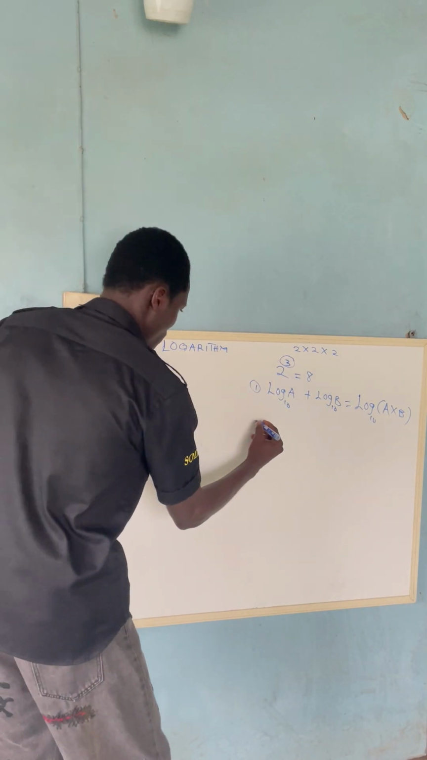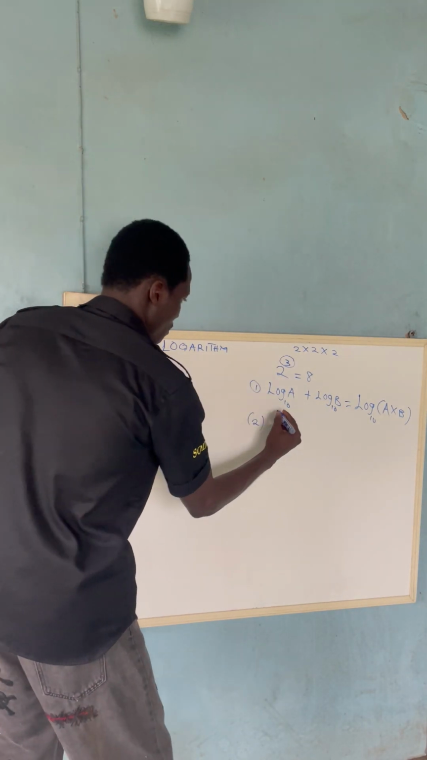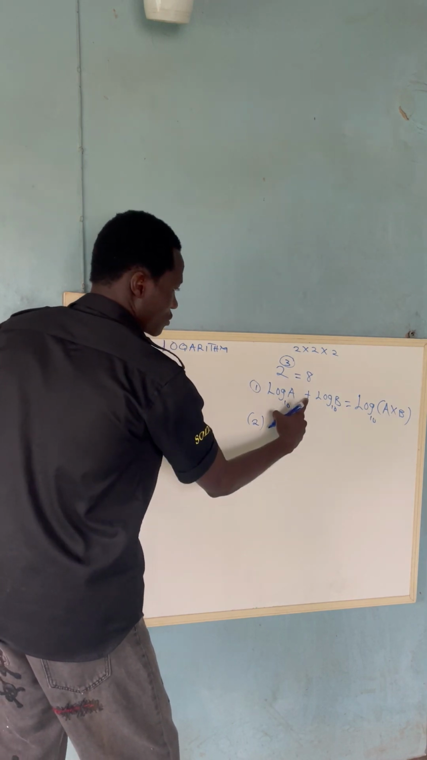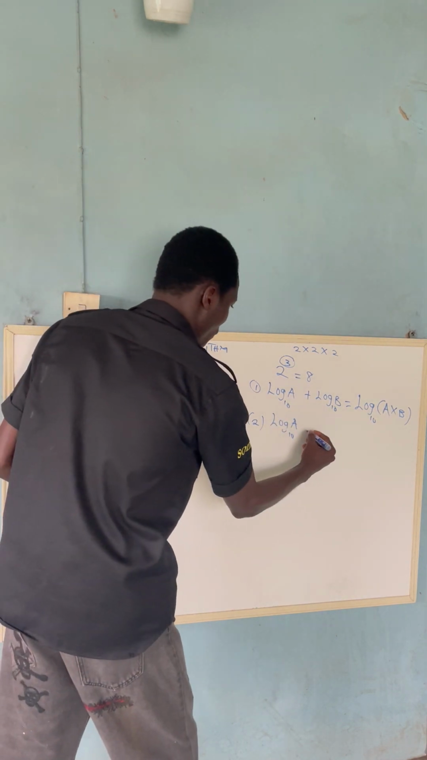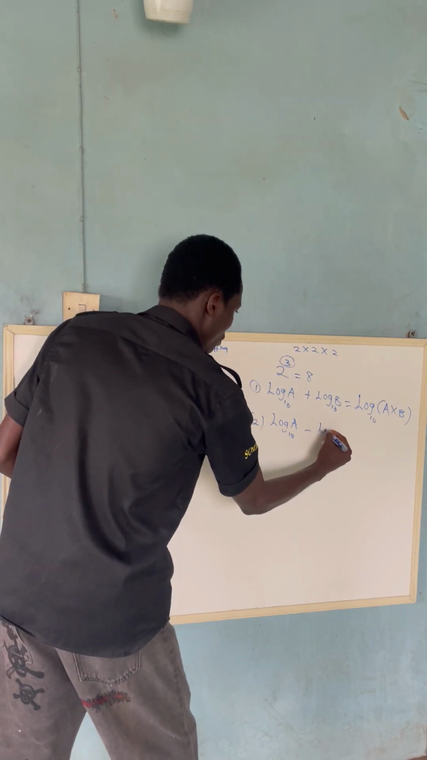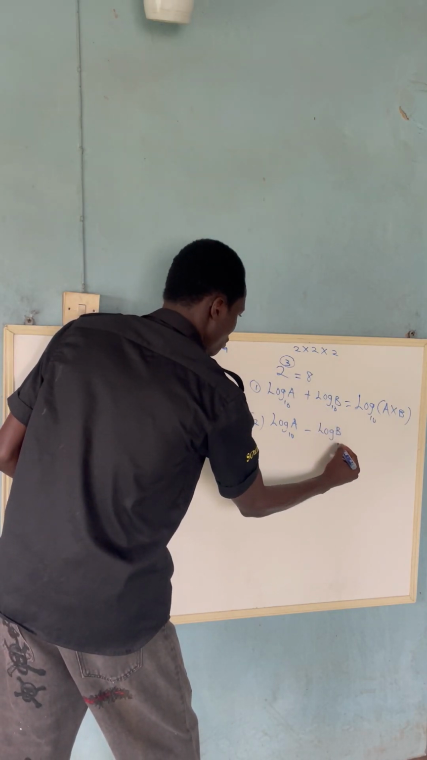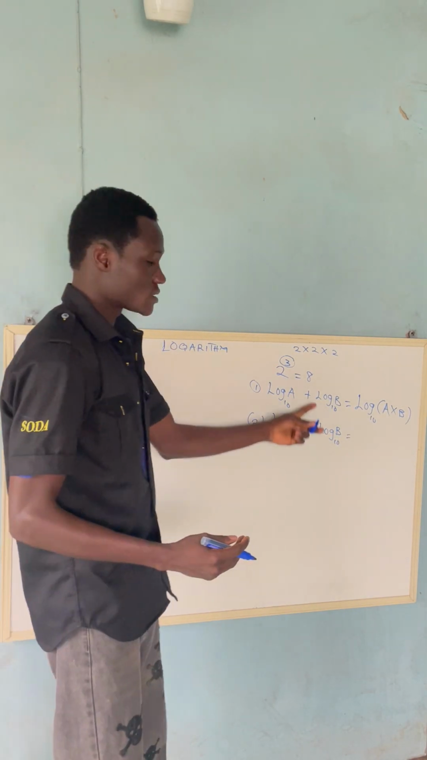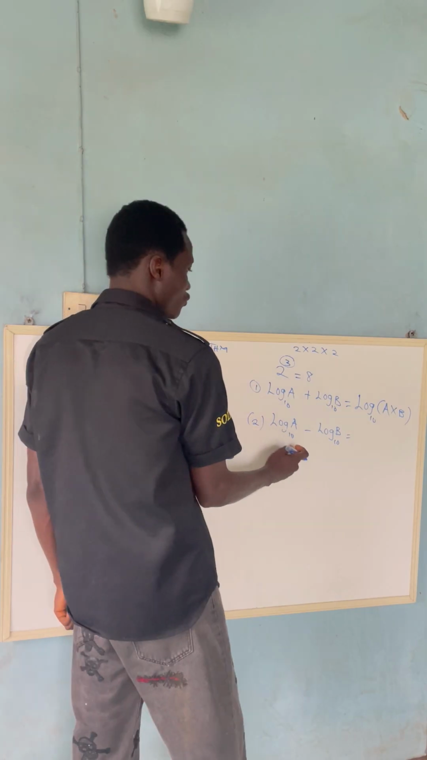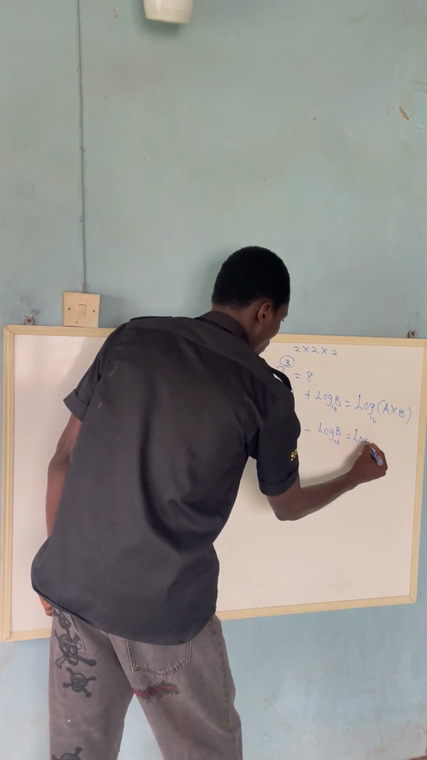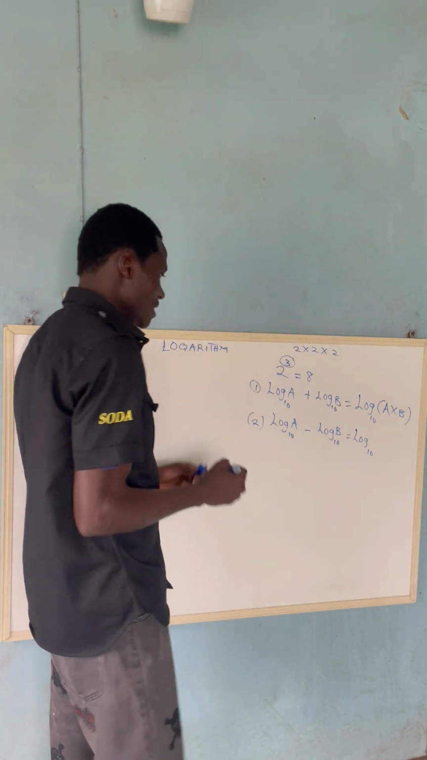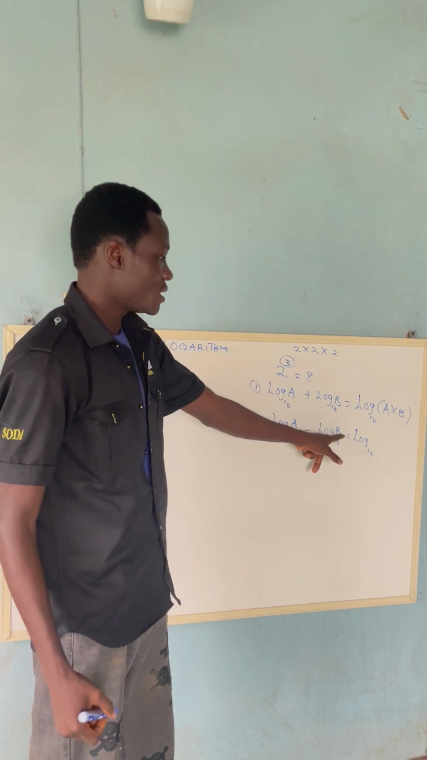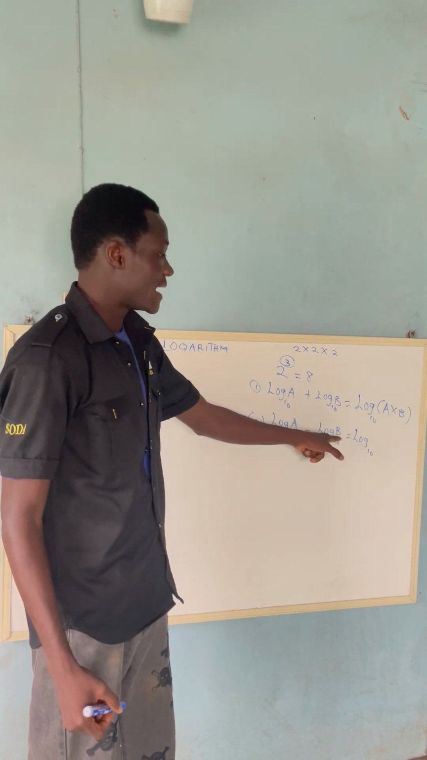Let's look at the second law. The second law is log A to base 10, and instead of plus, I'm going to change it to minus, log B to base 10 equals, but you know this is going to be similar to the first one. So we are still going to take log to base 10, just one of them. Then what is the next thing we are going to do? Instead of saying A times B, it will be A divided by B.